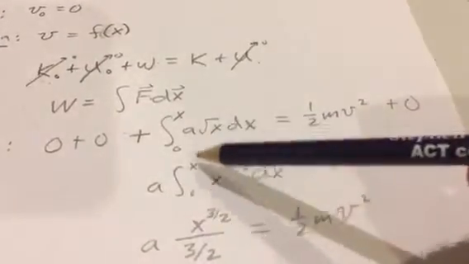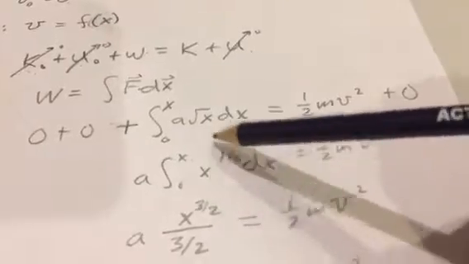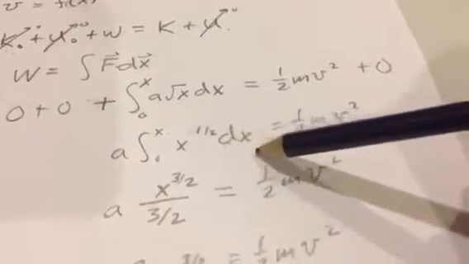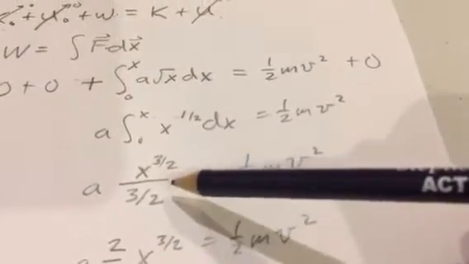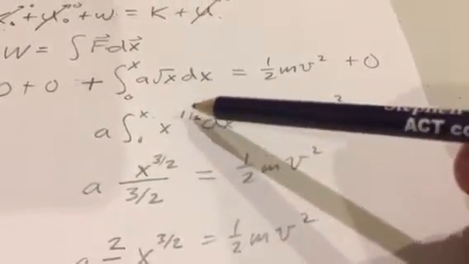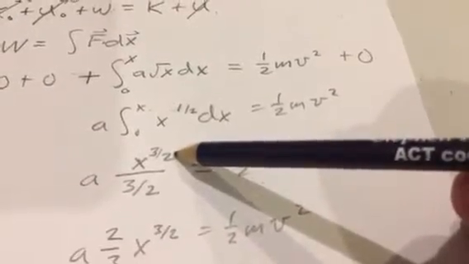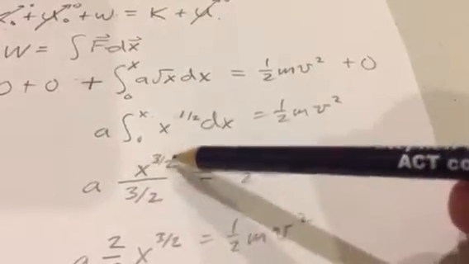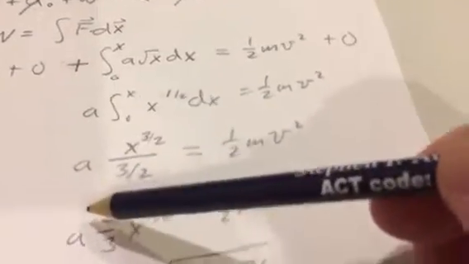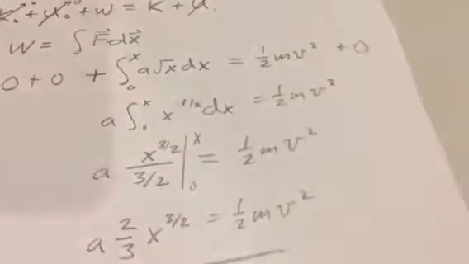So a comes out because it's a constant, 0 to x for our limits of integration. We can write square root of x as x to the 1/2. That gives us, when we do the integral, remember that you take the exponent and you add 1 to it, so that becomes 3/2. So it's x to the n plus 1 over n plus 1. The a comes down here. Oh, I forgot to evaluate it at its limits, 0 to x.